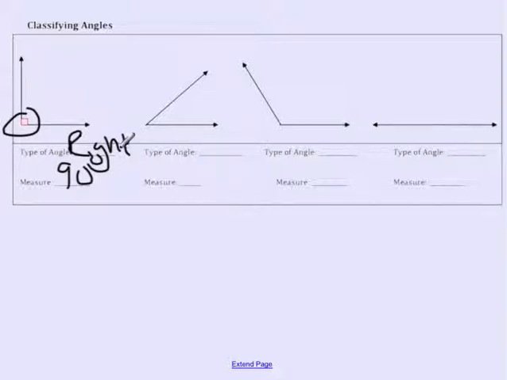Now this little guy here, notice that it's less than 90 degrees. It's going to be smaller than this angle over here. So when it's less than 90 degrees, it's acute, or as I like to say, a-cute angle, because it's little and it's cute. So the measure is going to be less than 90 degrees. So any angle that's less than 90 degrees is acute.